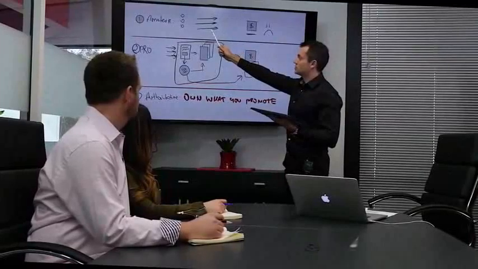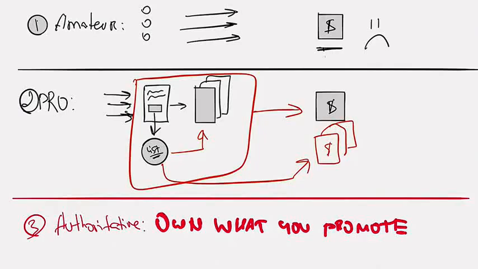We talked about how amateurs get traffic directly to the landing page or the offer that they're promoting, which is a bad direction to go. Professionals are building their own little world before they transfer that subscriber to the offer page. And the authoritative approach is you own what you promote, but you build it within this realm right here.